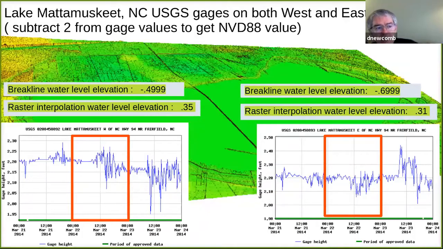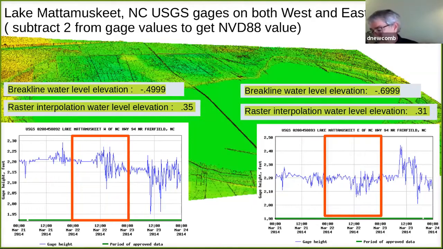But if we go down to Lake Mattamuskeet, which has 2 gauges, one on the west and one on the east, the break lines on the west have it at -0.5 feet. The break line on the east has it at -0.7. The raster interpolation gives you 0.35 on the west and 0.31 on the east. And if you look at the gauge heights, you have to subtract 2 because they're so close to the coast, they add 2 to all the gauges. You can see that the raster interpolation is within the accuracy band of the LiDAR itself.